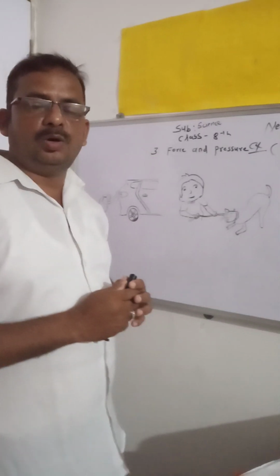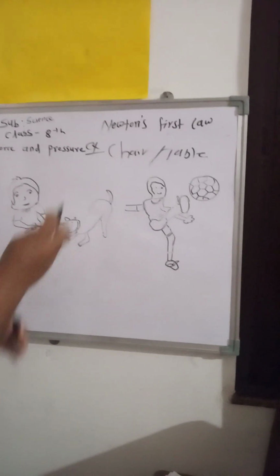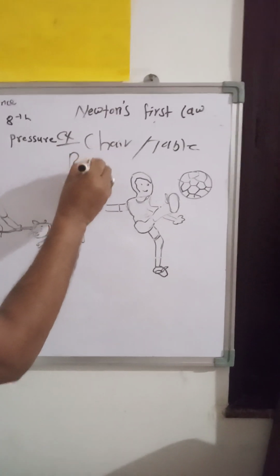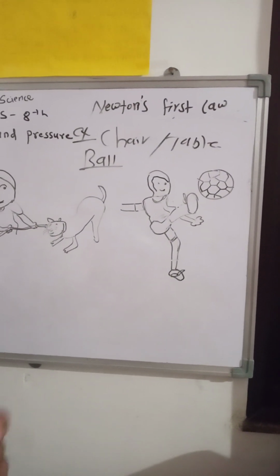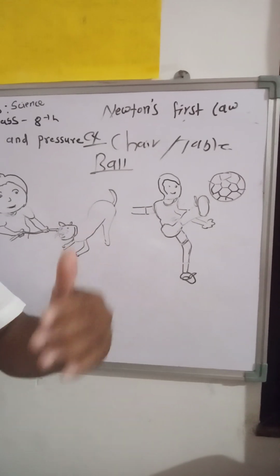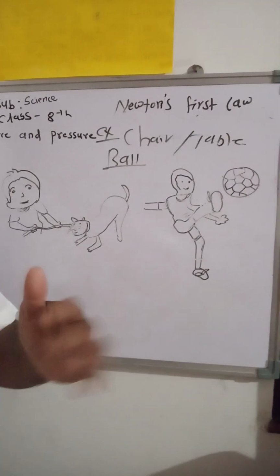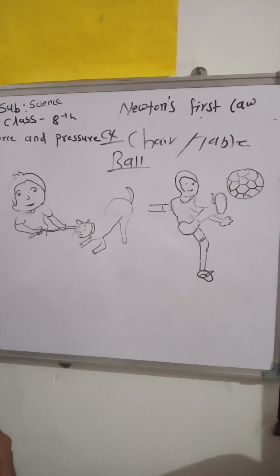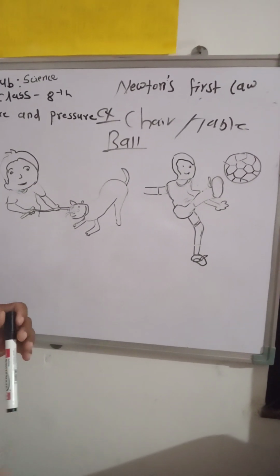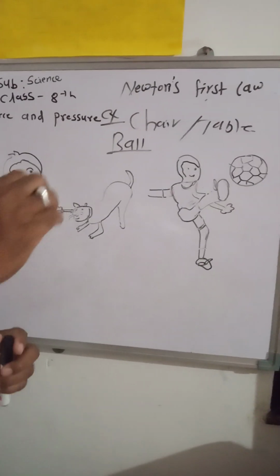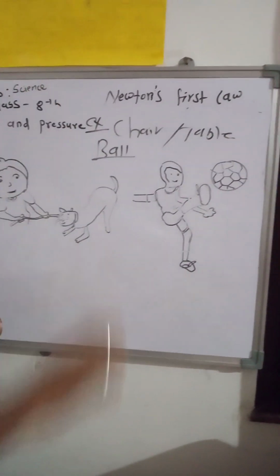This is the first law of Newton. For example, a ball. When the ball is moving in a sliding position, it continues moving in the same direction and at the same speed. This is the example of a moving position when we do not act any type of force on this ball. This is Newton's first law.